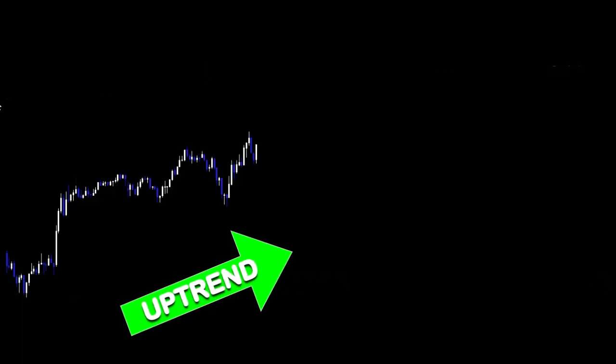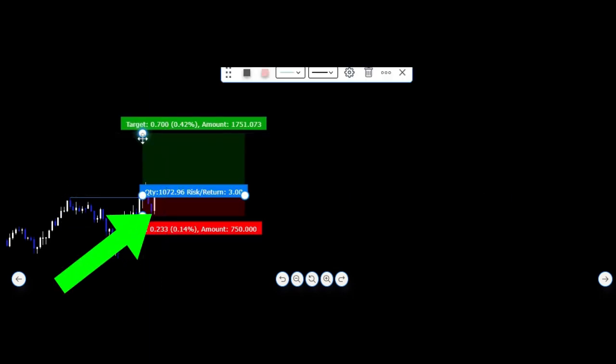So, as you can see here, the market is in a strong uptrend. And as you can see here, the market has broken its recent higher high to the upside, which is why we would initiate a buy position here. And as you can see, we made a nice 3:1 risk to reward ratio through this trade.